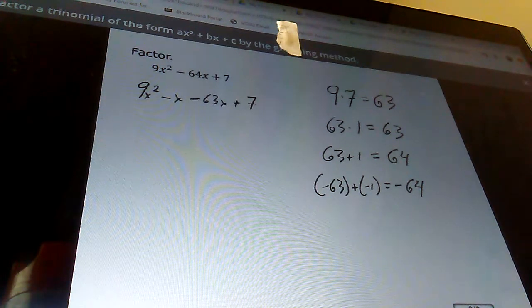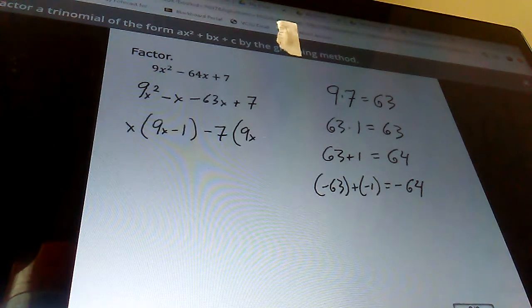The first two terms have the common factor x. Factor this group to get x times 9x minus 1. In the second group of terms, to make the factors in the parentheses identical, factor out negative 7. Negative 63 divided by negative 7 is positive 9. The factored form of the second group is negative 7 times 9x minus 1.